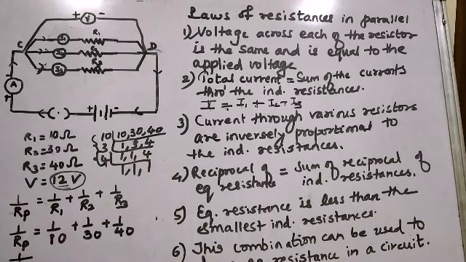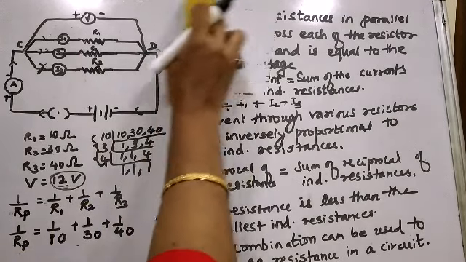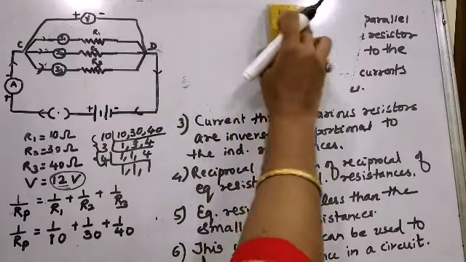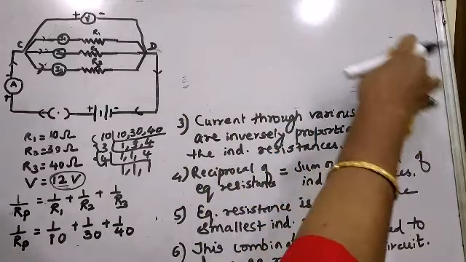So 1 upon Rp is equal to 1 upon 10. Now in order to get 120 in the denominator, I have to multiply the denominator by 12. So if I am multiplying the denominator by 12, let me rub this out first and let me continue it once again.